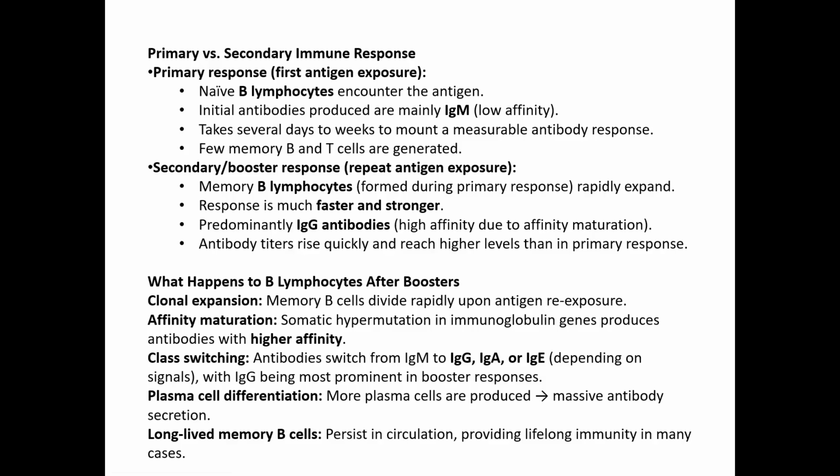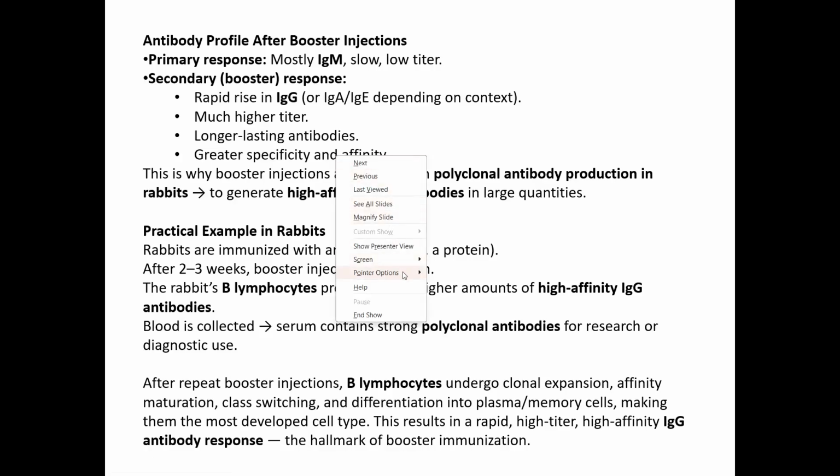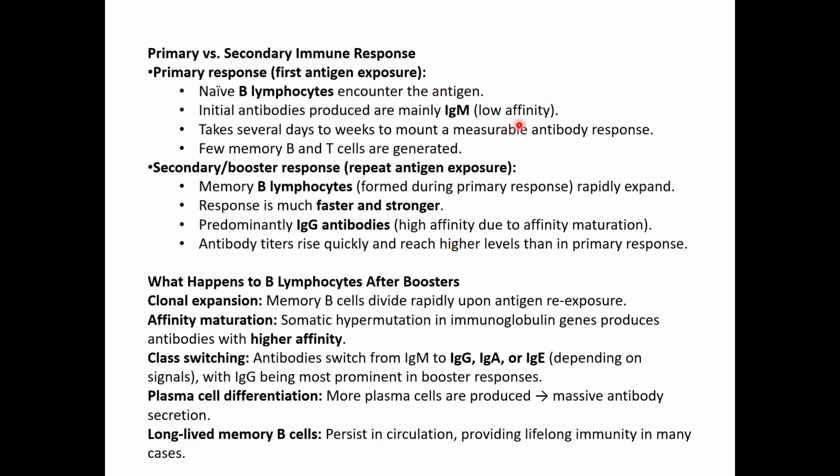Just a quick recap about primary and secondary immune responses. So, the primary response is the first time when your body is exposed to antigens. So you have your naive B cells, that is your B lymphocytes, which encounter the antigen for the first time. So initially, the antibodies that are produced are mainly IgM antibodies which have low affinity. So it takes several days to weeks to mount a measurable amount of antibody response. The titer is very less, and very few memory B and T cells are generated.